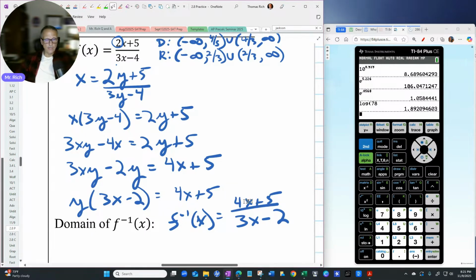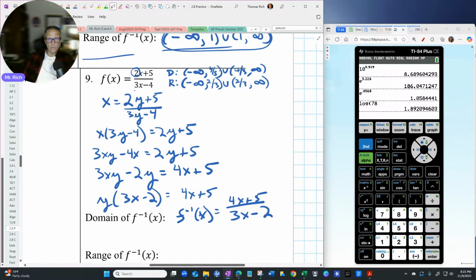And the domain and range are going to come over as the range and domain of the original function. So this domain is going to become the range. Negative infinity to 4/3, union 4/3 to infinity, which again makes sense because you can see on this inverse function, there's a horizontal asymptote at 4/3. And therefore we were restricting the range here and getting rid of 4/3.